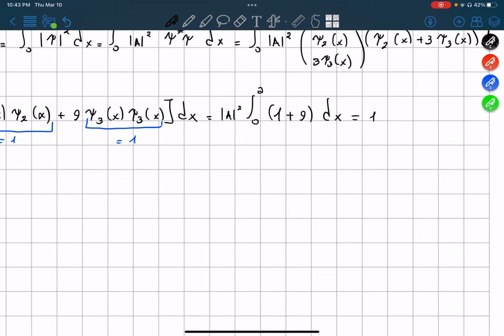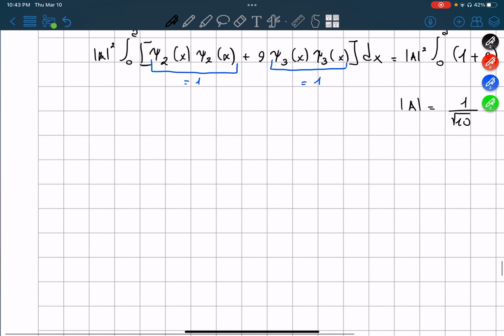So what do I have to do? Well, I simply have to substitute it. I get a squared, so actually the absolute value of a is equal to 1 over the square root of 10. And that's what I get out of it. That's my normalization constant for my value.